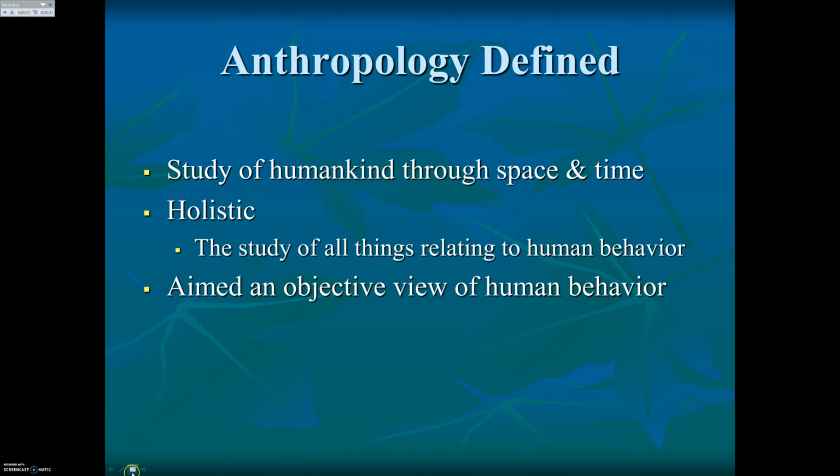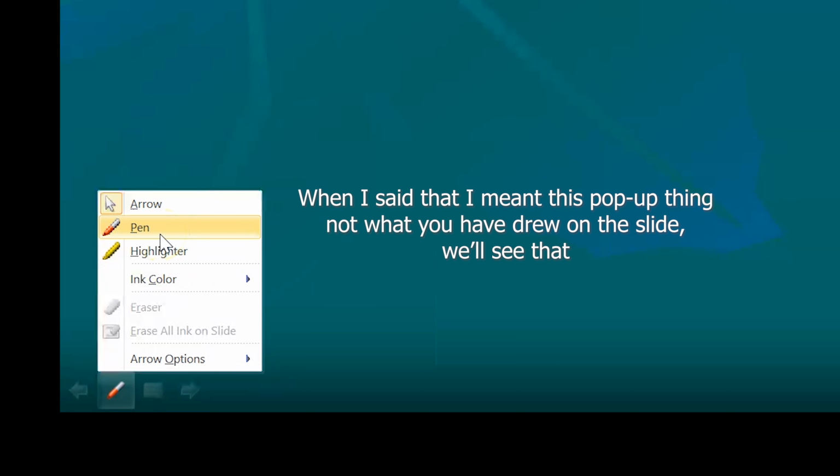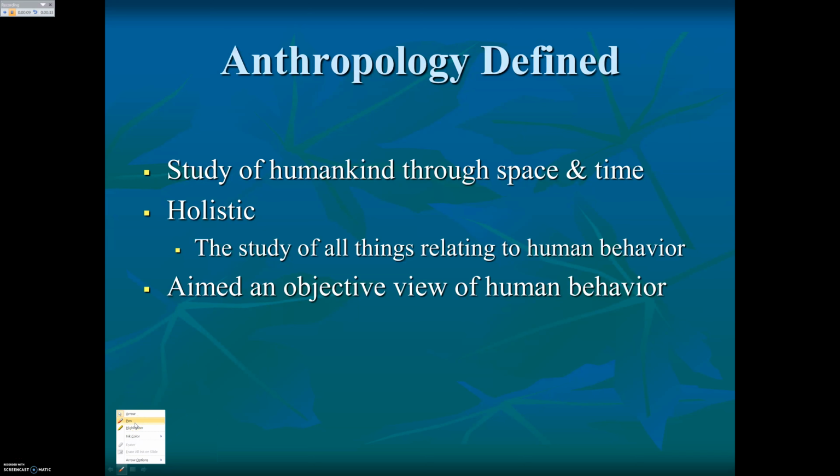Another thing you can do is use these pen tools or highlighters. You can change your ink color if you want to get fancy. When you're changing these options, we will not see those changes. There'll just be a pause in looking at the screen. But you can circle, make arrows, make graphs, anything you want to do.